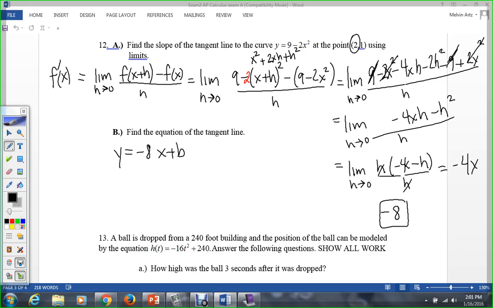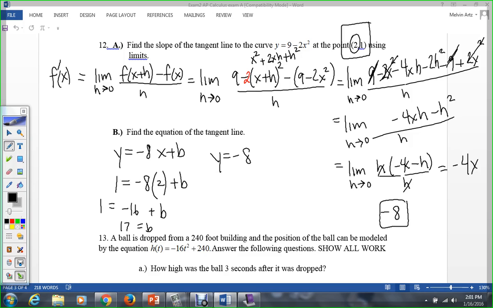And then we can use our value of x and y that we have up here to plug in to find our b. So y would be 1 equals negative 8 times 2 plus b. So b plus a negative 16 equals 1. So we would add 16 to both sides, and we get our y-intercept. So we have the equation of our line, plus 17. So that's the equation.